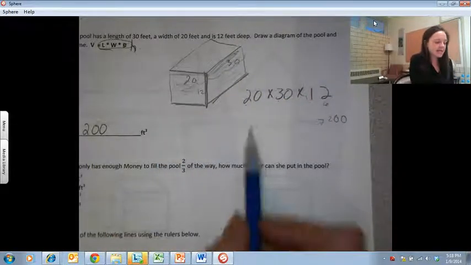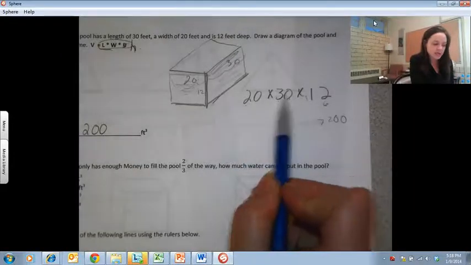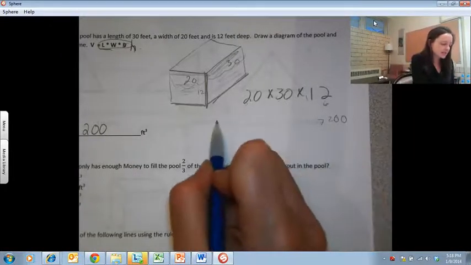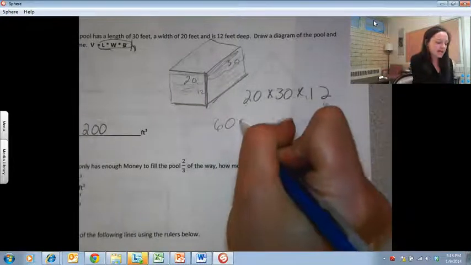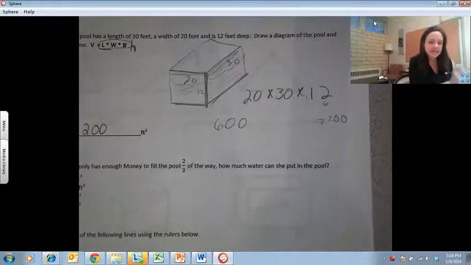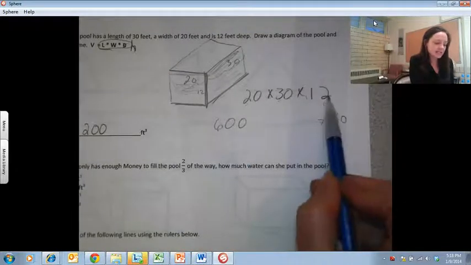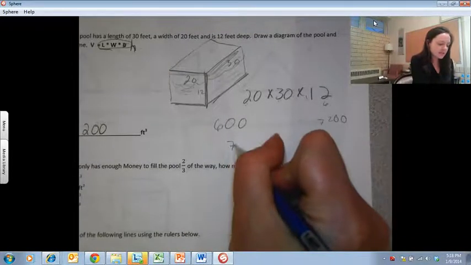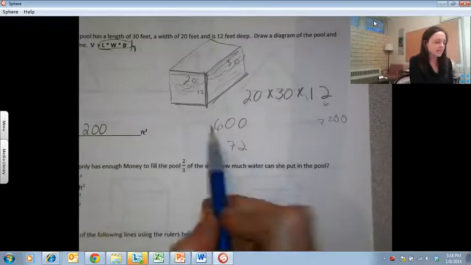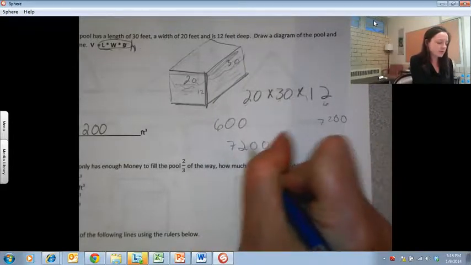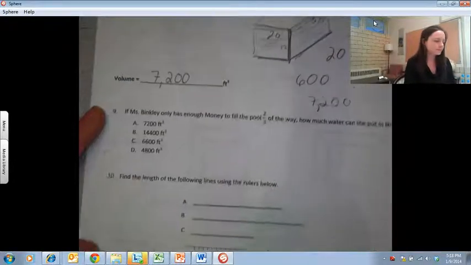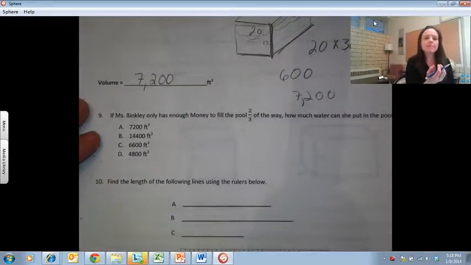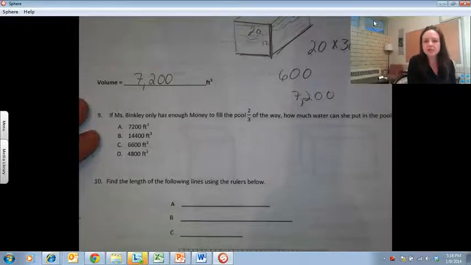The way I did that is I said 20 times 30, 2 times 3 is 6, and they each have a 0, so I need to add 2 zeros. Then I said 6 times 12 is 72, but I still need to keep those 2 zeros. So that was the way I quickly did it in my head. All right, now we know the entire volume would be 7,200 feet cubed.